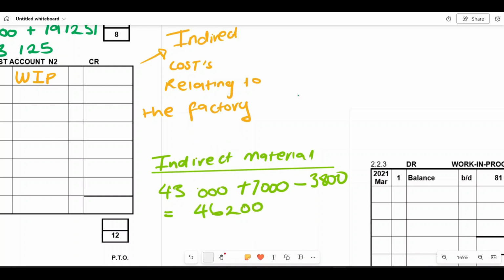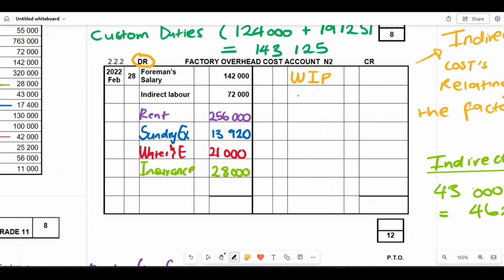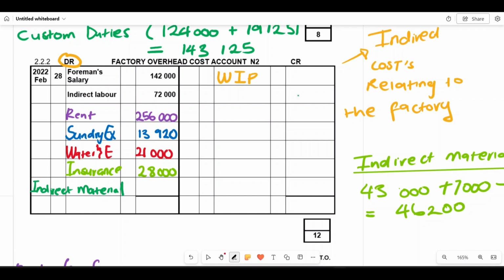And let me go classify that amount on my ledger account. So here I have my indirect. I'm going to start by writing them here because I don't have enough space. Indirect material, and they amounted to 46,200. Now remember, you need to add all these costs, right? You need to add all these amounts, and all these balances you need to transfer to your work in progress. Now, if I add all these amounts, the 142,000 plus 72,000 plus the amount for rent, sundry expense, water and electricity, insurance, as well as my indirect material, so my total should amount to 579,120.